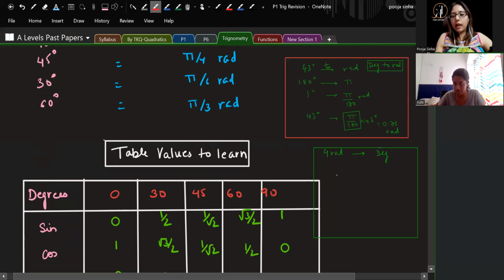We will do the same thing again. Okay. So pi radians is 180 degrees, so 1 radian is 180 upon pi. Therefore 4 radians is 180 upon pi into 4. Right? So what is the answer coming? 229.